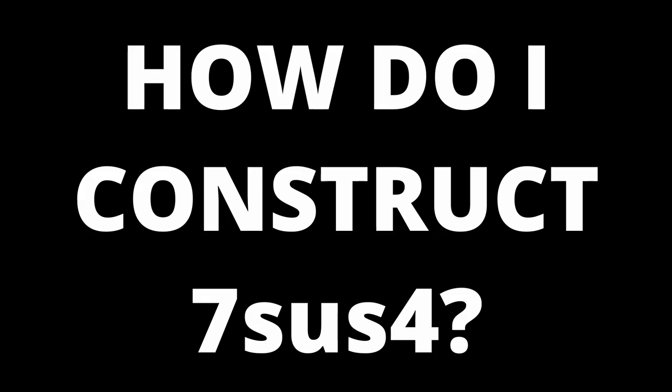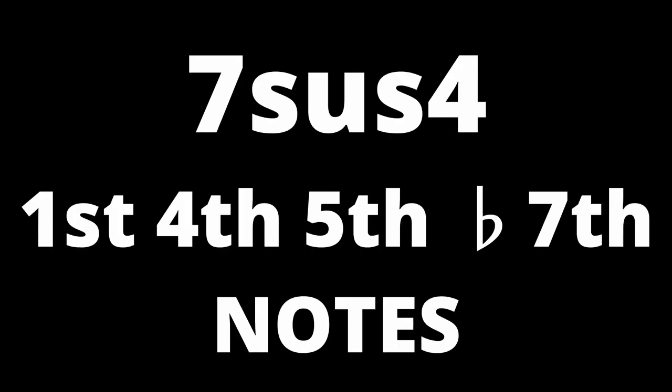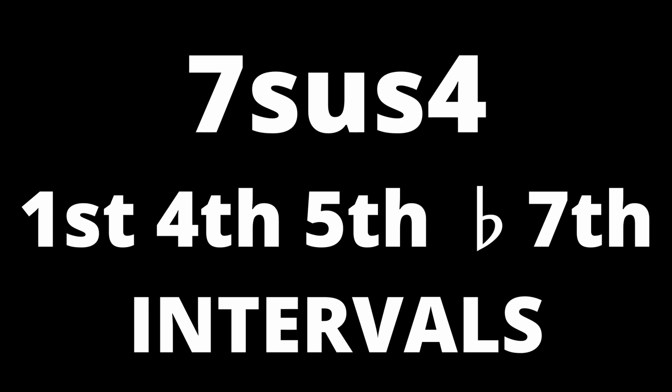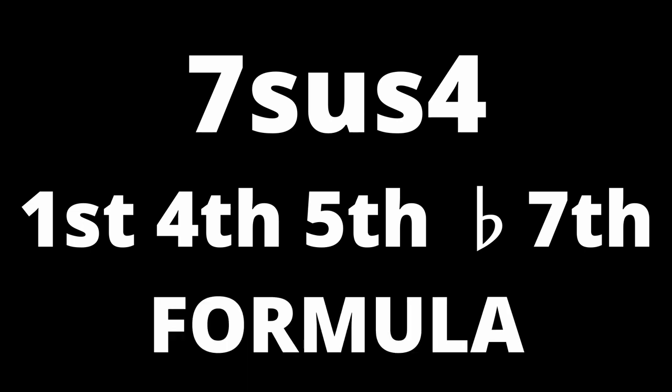Now you might be asking, how do I construct the 7sus4 chords? 7th suspended 4th chords have 4 notes: 1st, 4th, 5th, and flat or minor 7th. These numbers show the notes that make up the 7sus4 chord. They are also referring to the intervals that are within the chord. It is like a formula or recipe that you can apply to generate 7sus4 chords. Let's look at an example to clarify this.